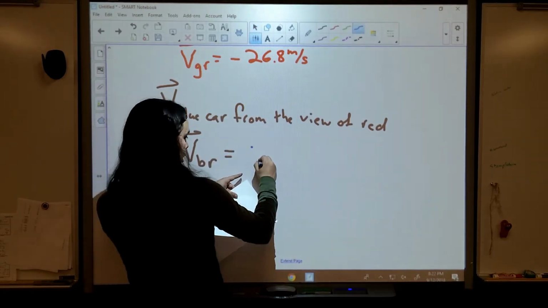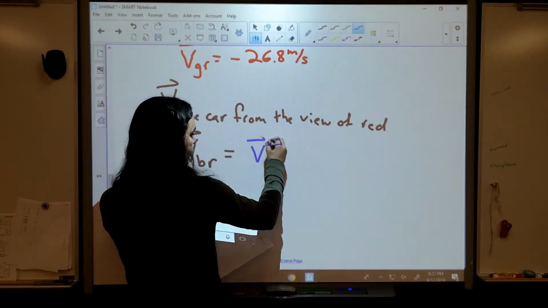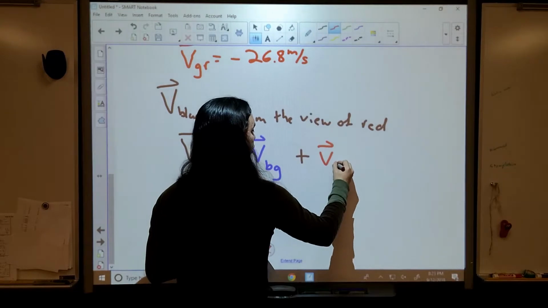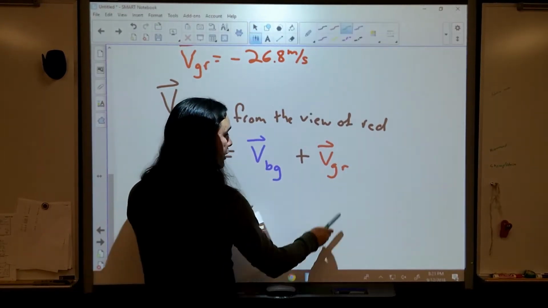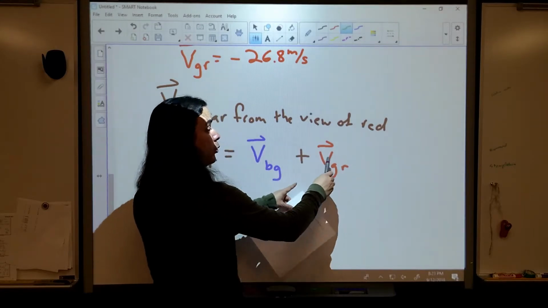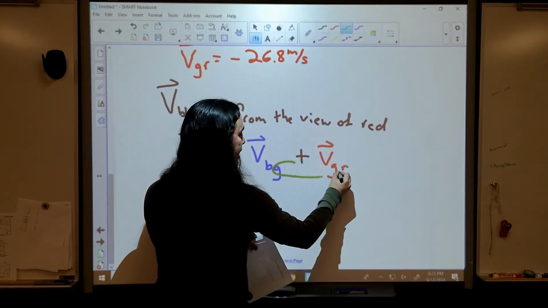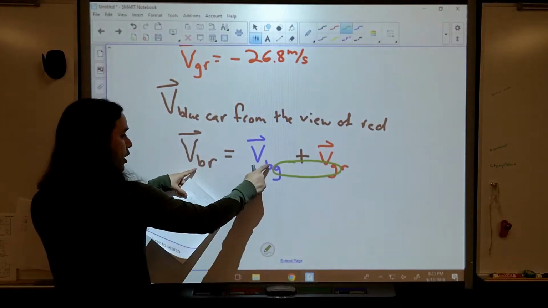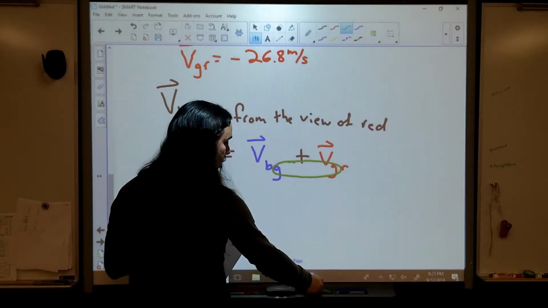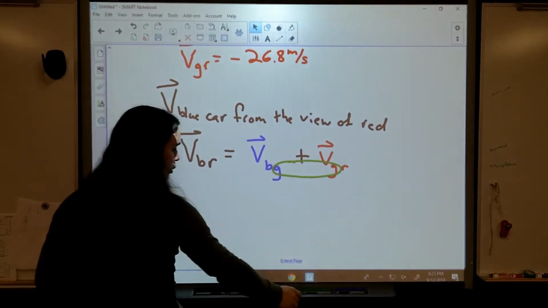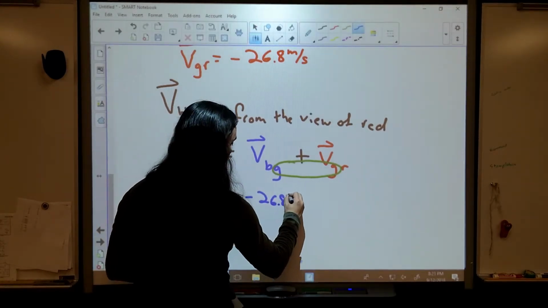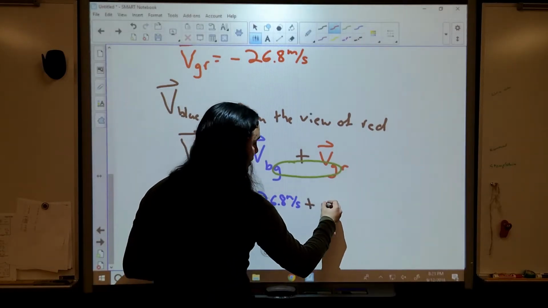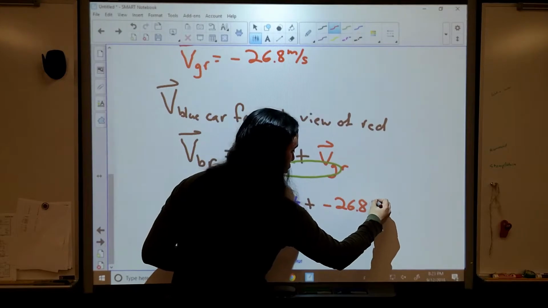I want to have the blue car over here, so I'd have the velocity of the blue car with respect to the ground, and then I would add that to the velocity of the ground with respect to the red car. Now, why did I use ground with respect to the red car and not red car with respect to the ground? Remember, our goal is to get these two to be the same, so when we combine them, that actually cancels out, and we're left with the blue car with respect to the red car. That's why I did that reversal. And we know from just a moment ago that this is negative 26.8 meters per second plus the negative of the red car with respect to the ground, so that's minus 26.8 meters per second.